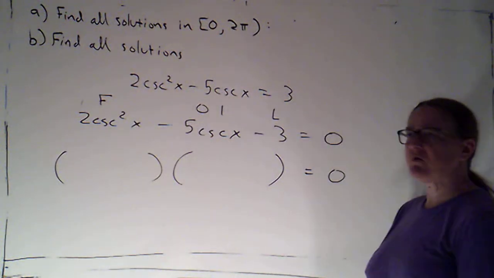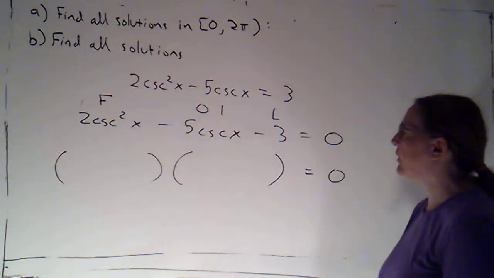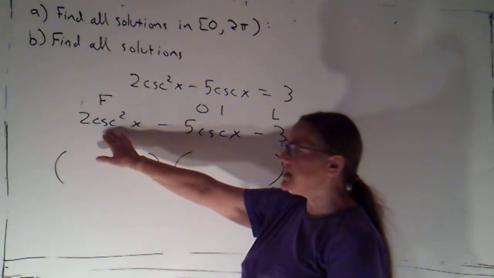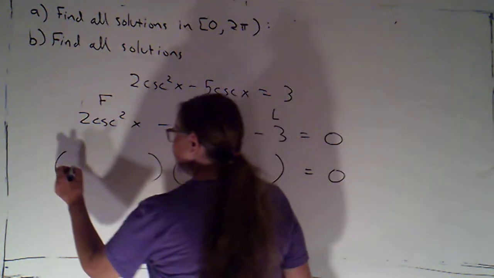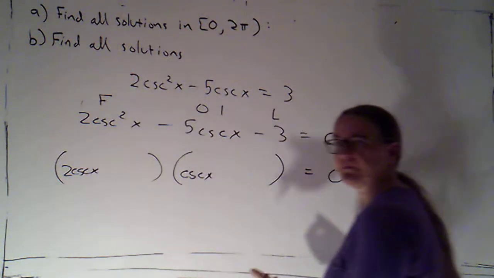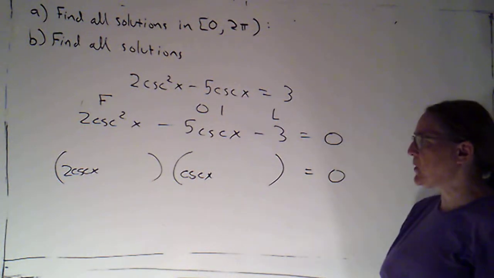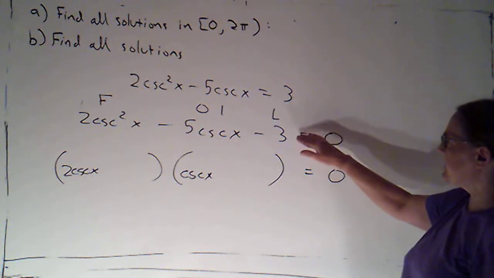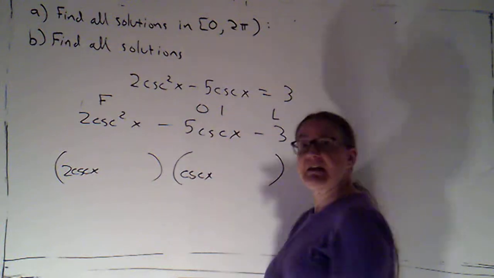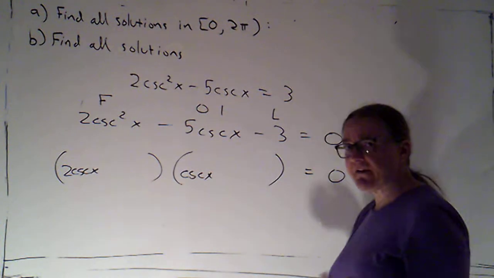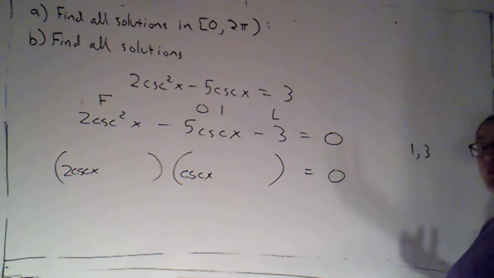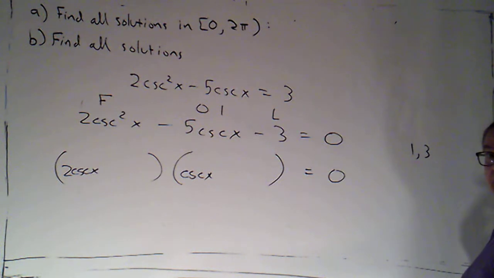And I usually just do a little bit of sort of systematic trial and error. If the first terms are going to multiply to give me 2 cosecant squared, I'm going to need to have a 2 cosecant of x and a cosecant of x. So I'm going to go ahead and just put those in place. And then I'm going to jump to the last term. I need the numbers that I put here to multiply to give me negative 3. So if it's going to factor nicely in terms of integers, it's going to have to be a 1 and a 3, with one of them positive and one of them negative.